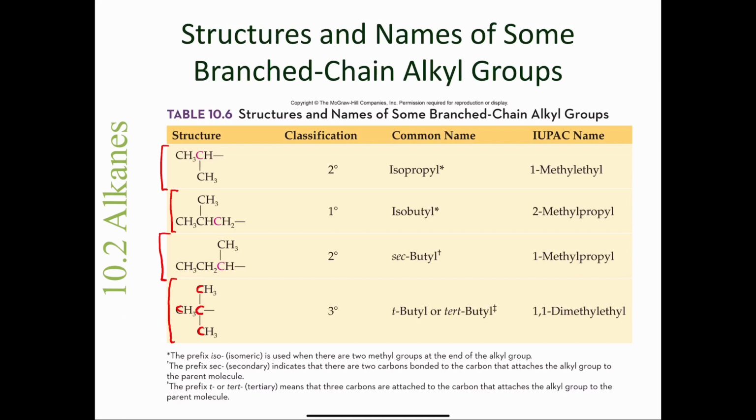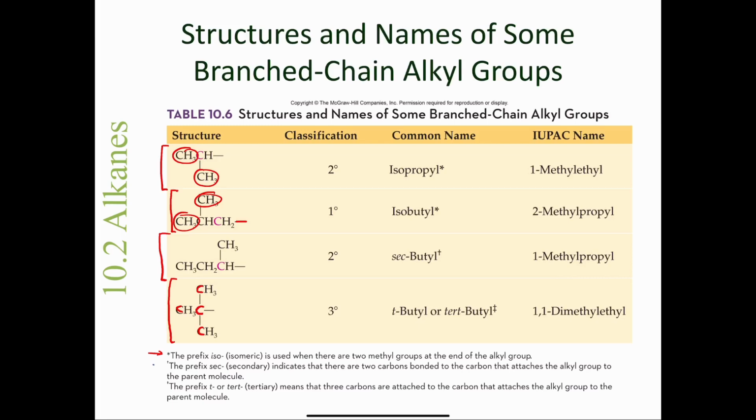An easy way to remember the isobutyl group is that the isopropyl group has 2 methyl groups on the end, and the isobutyl group has 2 methyl groups on the end. In fact, it even says it down here. If you look at this asterisk, it says the prefix iso or isomeric is used when there are 2 methyl groups at the end of an alkyl group.